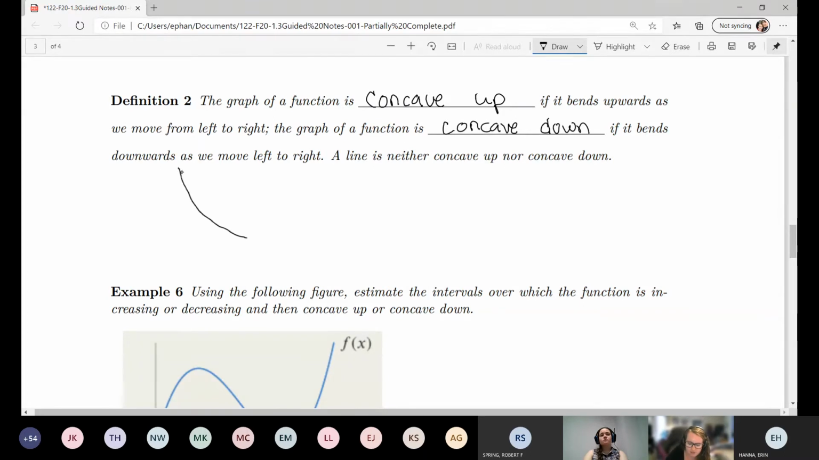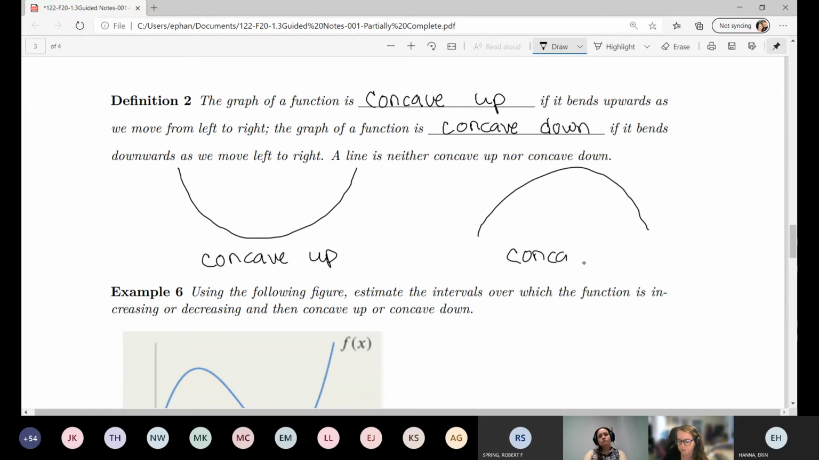So we have two options, this or that. So this is concave up, and this is concave down. And in each of these two options, there are also two options in themselves: one piece that's decreasing and one piece that's increasing. Same thing with concave down. This piece is increasing. This piece is decreasing. Okay.